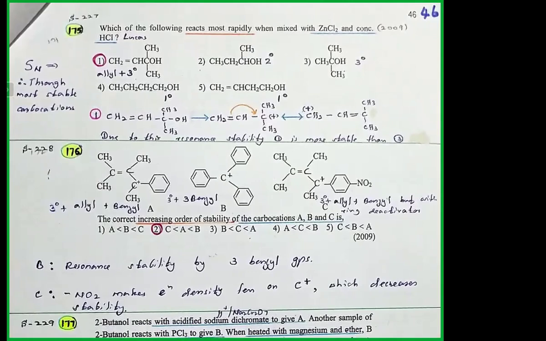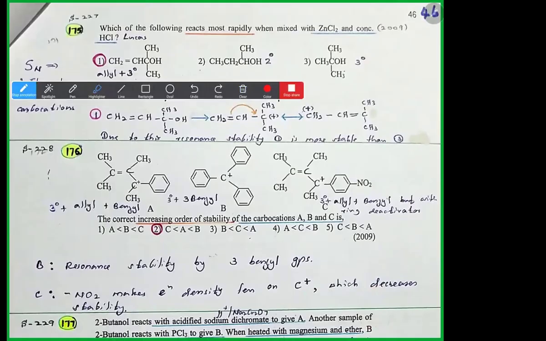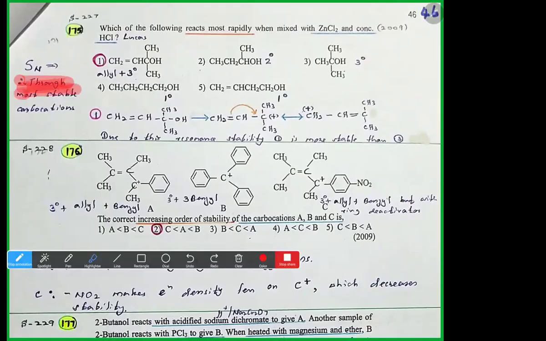175. Which of the following reacts most rapidly when mixing with Lucas reagent? Most stable carbocation, SN1 reaction, going through the most stable carbocation. See, this has an allyl group here, but the OH joins to this carbon, so that's only primary. This one is tertiary, this is secondary, and this has tertiary plus this allyl system as well. Tertiary and allyl system together. 175, answer 1.